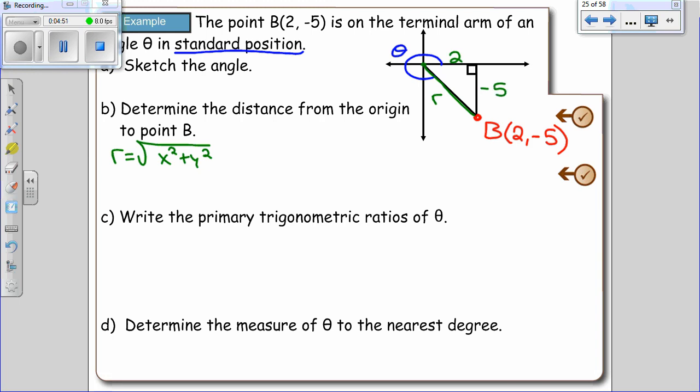So those are the coordinates that got you to that point. We could use Pythagorean Theorem to solve that, or you could use your formula for r. Both would be legitimate ways of solving it. This would be r equals the square root of 2 squared plus negative 5 squared. That would be r equals the square root of 29. That's the exact value from the origin to the point B.